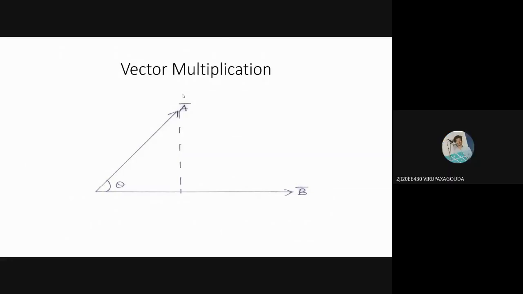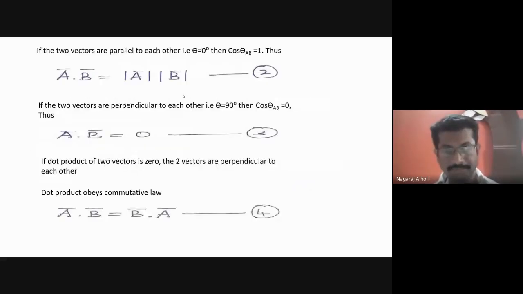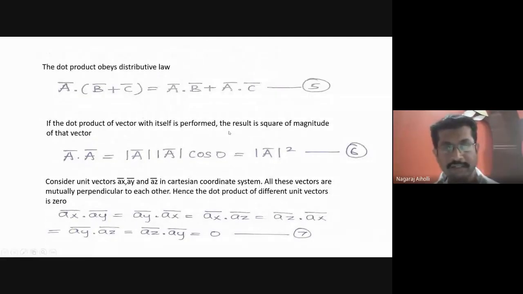It's 0 degrees. Correct. Hence, a vector dot a vector is equal to magnitude of a vector into magnitude of a vector into cos 0, that is 1. That means it will be the magnitude of a vector squared, the absolute value of a vector squared. If the dot product of a vector with itself is performed, the result is the square of the magnitude of that vector.